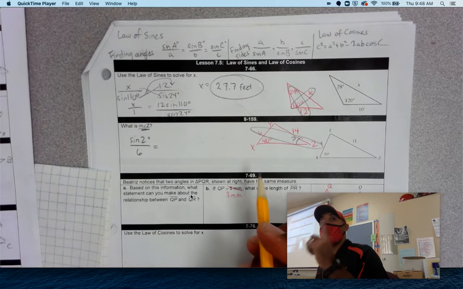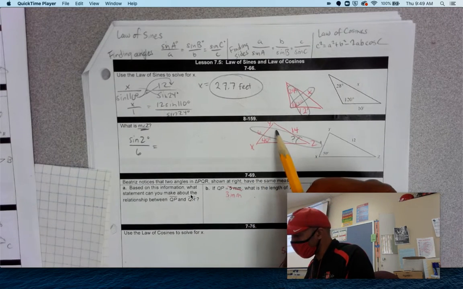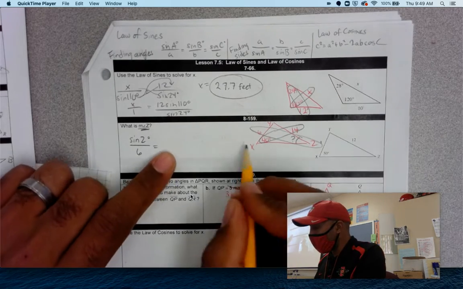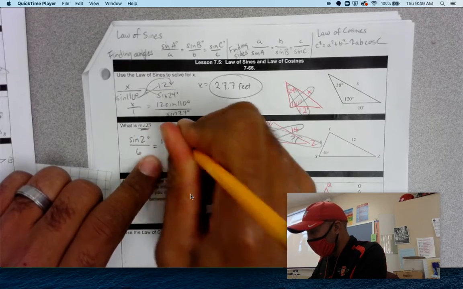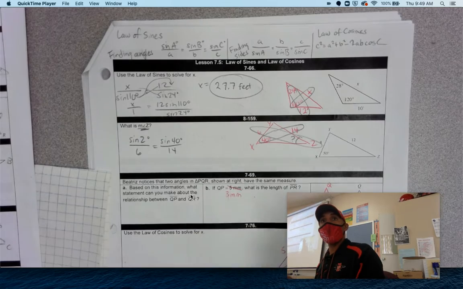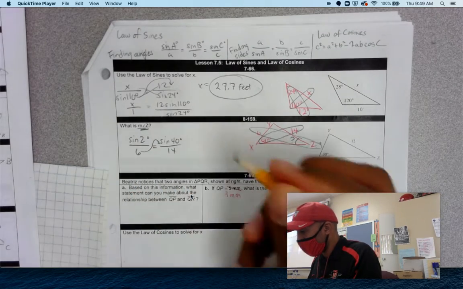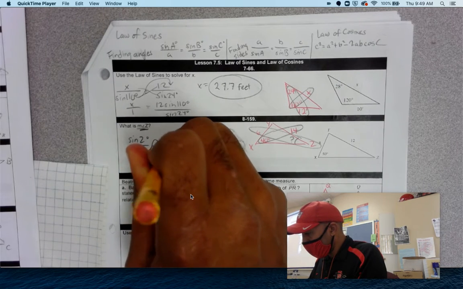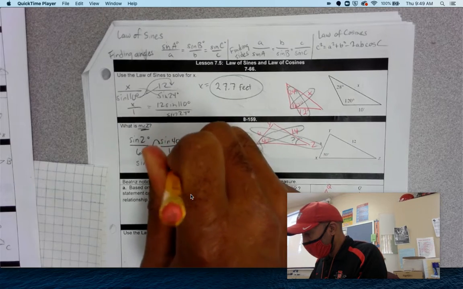And now what I need is another angle-side pair that's opposite, and that would be these two: the 40, which is across from 14. Again, I put angles on top, so I put sine of 40 on top, and then the 14 on the bottom. Now I'm going to cross multiply like I showed you before. So I just take this number and move it right up here. And so now it's sine of angle Z equals 6 times sine of 40 degrees divided by 14.